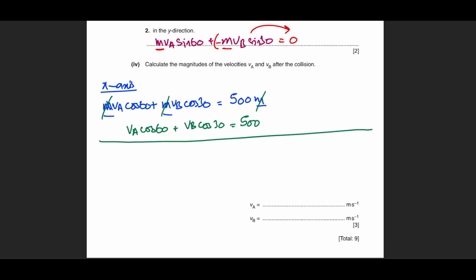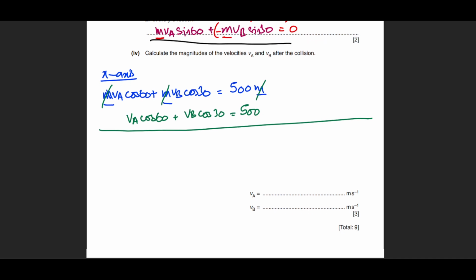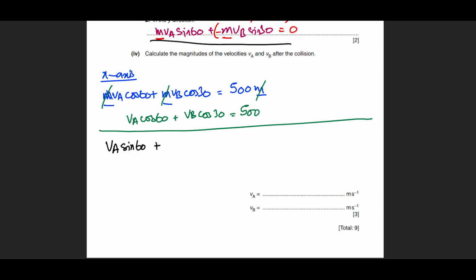Similarly, on the y-axis, we have this equation, that both of them or their addition should be equal to 0, because y-axis momentum was not introduced in the system. It never came from anyone. So we have VA sine of 60 plus VB sine of 30 equal to 0. Now, they should be put something like this: VA sine 60 minus VB sine 30 equal to 0.